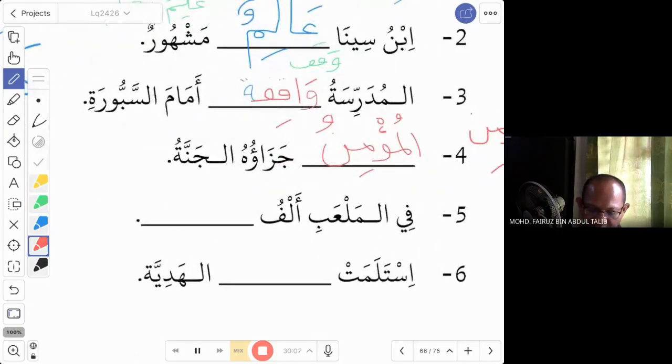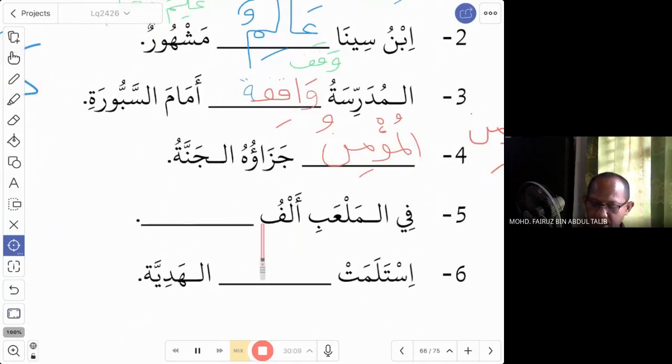Number five: fil mal'abi alfu. In the playground, in the field. So mal'ab is a general word for playground. So you can translate to any suitable word. So in the field, there are 1,000 people, 1,000 anything. But it needs to be in the isim fa'il form.